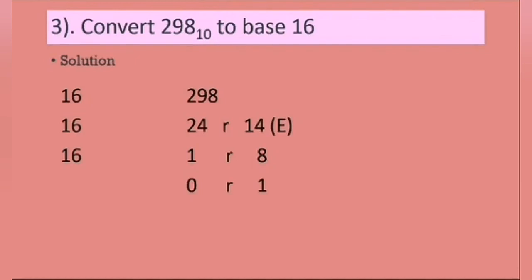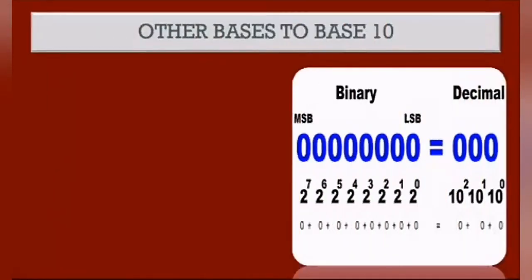If you divide 24 again, you have 1 remainder 8. And since 16 is bigger than 1, we shall be having 0 and the 1 will remain. Finally, we'll read our number from the bottom to the top to have our answer, 18E.